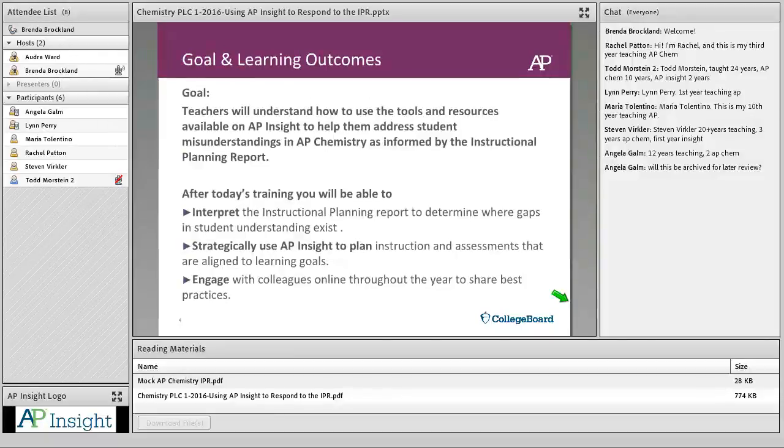We're going to be looking at that instructional planning report, as well as looking to see what kinds of things you can adjust as a teacher. So hopefully today you're going to be able to look at your own instructional planning report and figure out things that you can do with the AP Insight program that will help you instruct your students, as well as provide yourself with resources that might be useful. And also give you some areas where you can talk to each other and share how things are going.